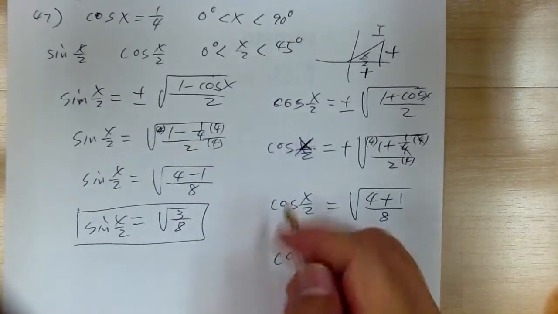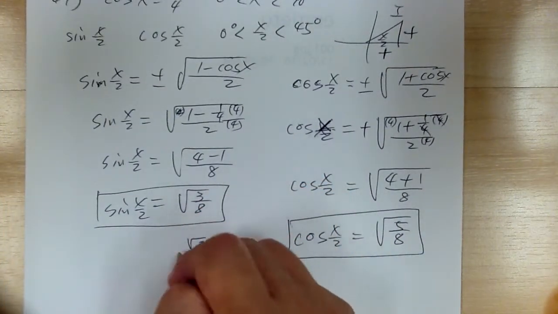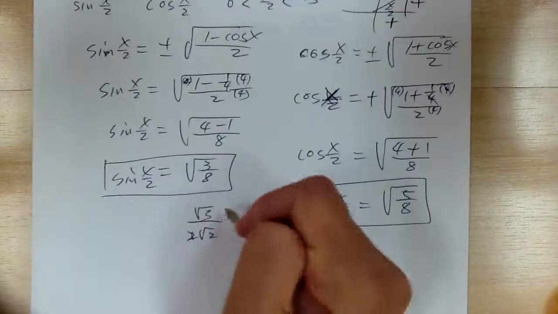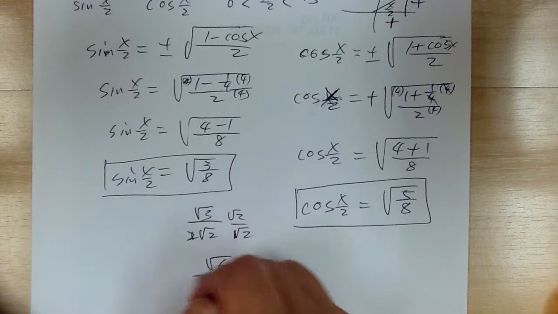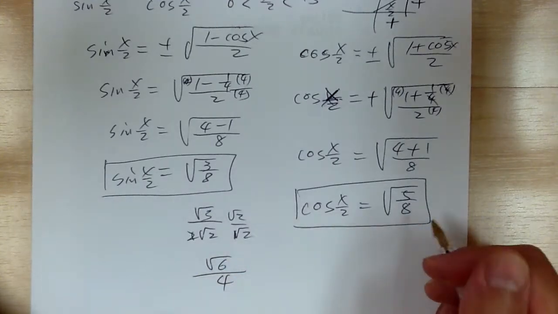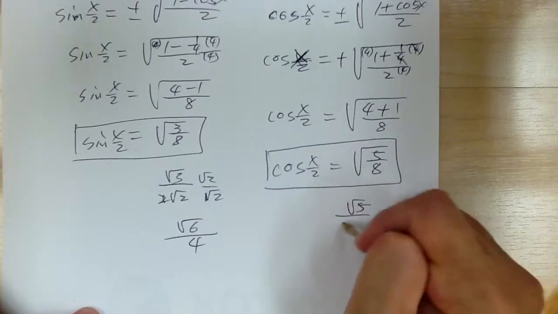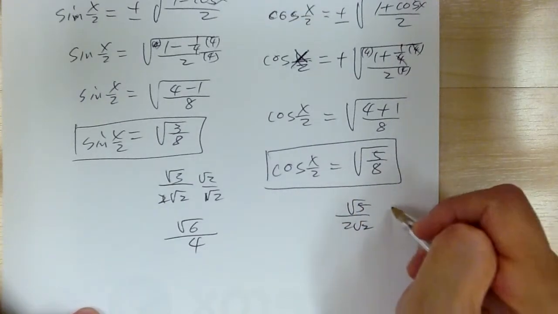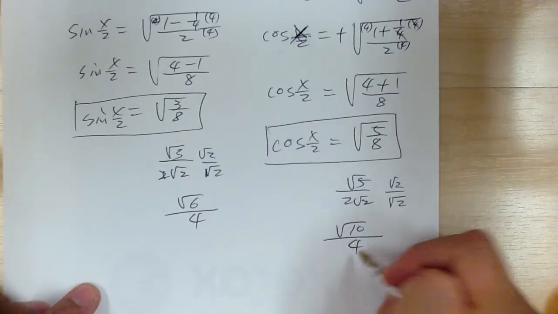Again, if you leave it like that, that's fine. If you want to simplify, the sine one would be 2 square root of 2, and multiply by square root of 2 over square root of 2. So you get square root of 6 over 4. And for this one, if you simplify, you get square root of 5 over 2 square root of 2, and multiply by square root of 2 over square root of 2. So you get square root of 10 over 4.